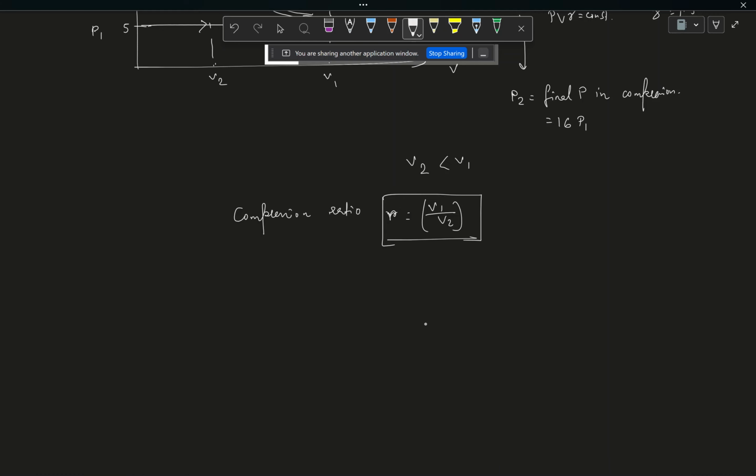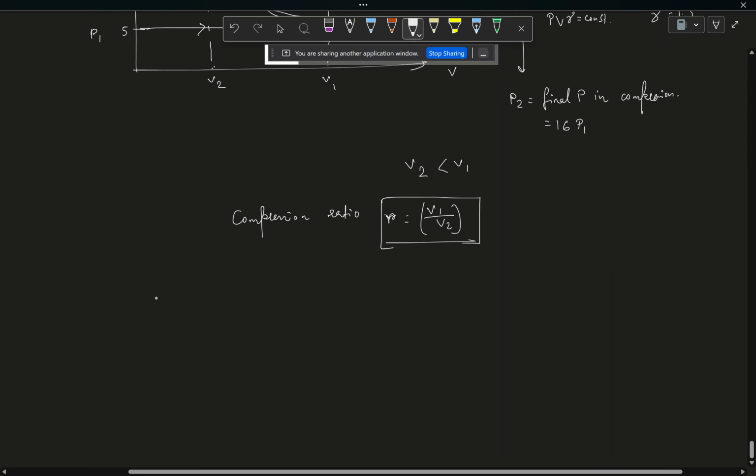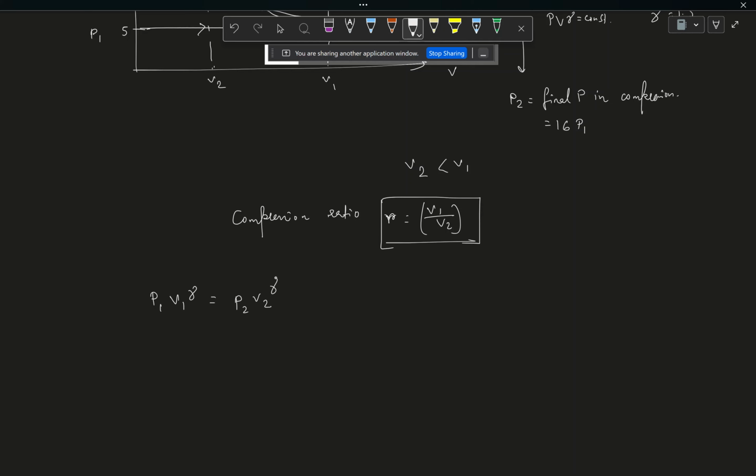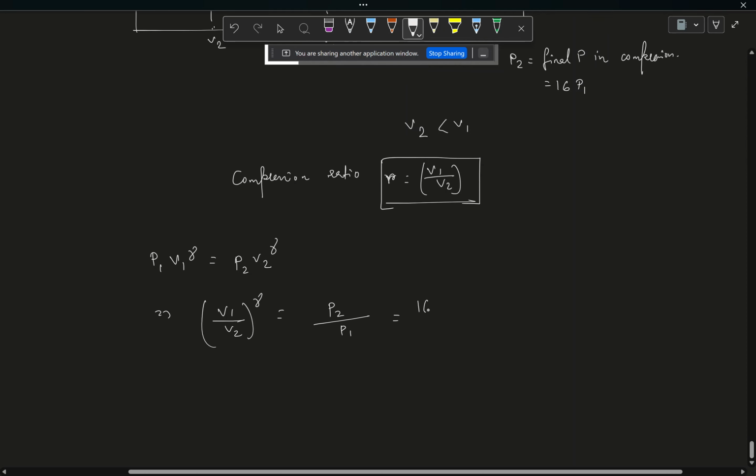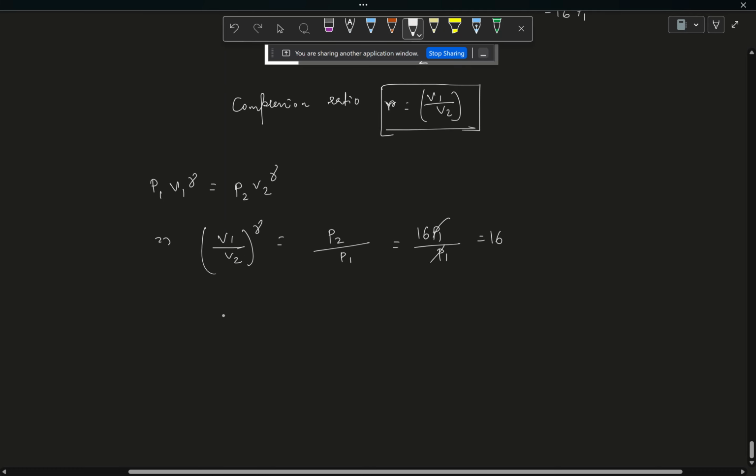Right. So in this case, because this is adiabatic, PV to the power gamma equals constant. So we can write P1 V1 to the power gamma equals P2 V2 to the power gamma, right? So now V1 by V2 to the power of gamma will be P2 by P1, which is basically 16 P1 by P1. So this is just 16.